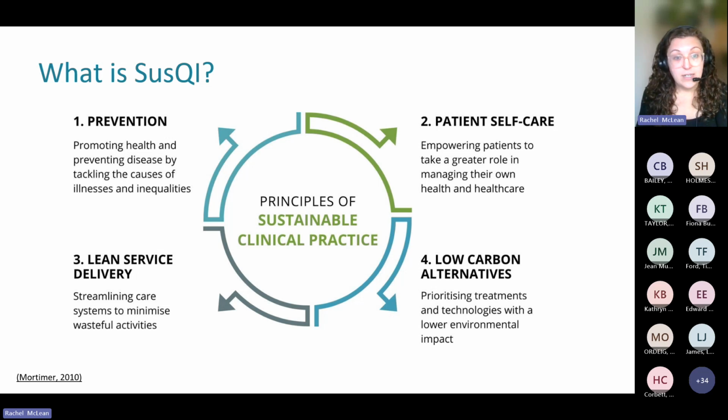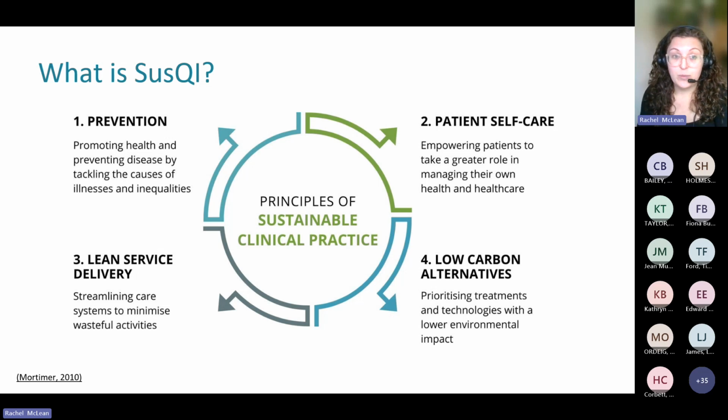Third is lean service delivery. This is streamlining systems or patient pathways or specific resource use to minimize wasteful activity. This could be reducing the number of tests a patient needs to have or the number of appointments that they come in for if these appointments aren't actually adding real value to that patient. Fourth is low carbon alternatives. This involves things like switching from single use to reusable items.